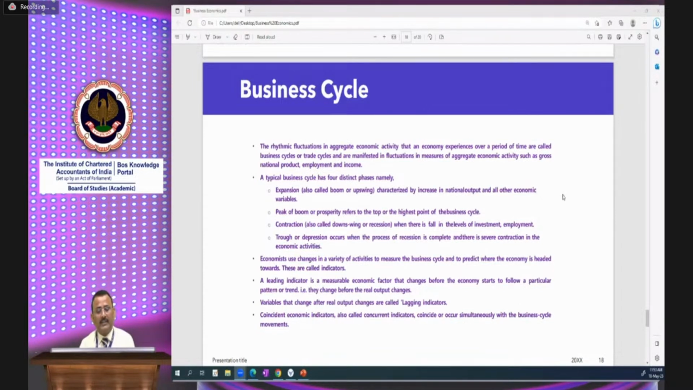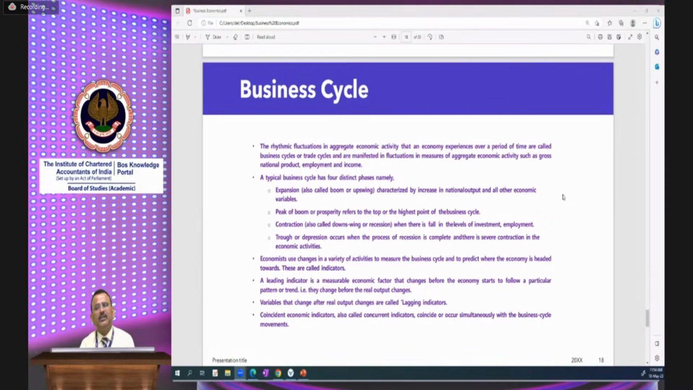Then is contraction. There is a fall in the level of investment and employment. That is the contraction phase. The economy is not growing at the pace we are expecting. Then is trough or depression, when the recession is complete and there is severe contraction of economic activities.